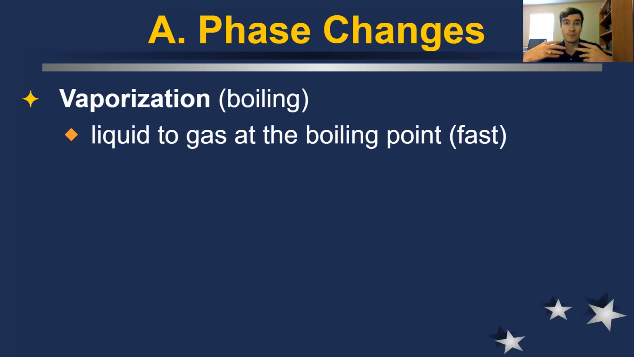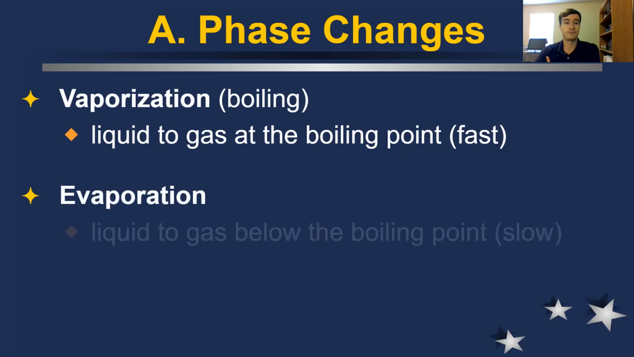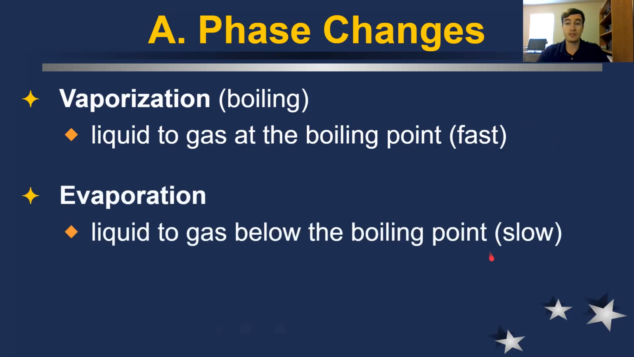Well, obviously they weren't boiling, because it wasn't 200 degrees outside and the water was going straight to gas, but they did evaporate. So evaporation is the slow method for liquid to gas change. And this just means that it's happening over a very long period of time below that boiling point. So the water is not getting super hot and boiling away, but it is just slowly over time changing from liquid to gas. So vaporization, fast change, evaporation, slow change.